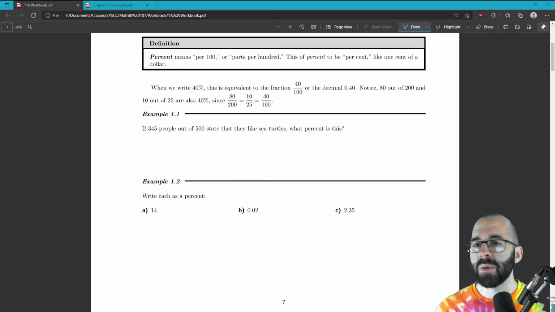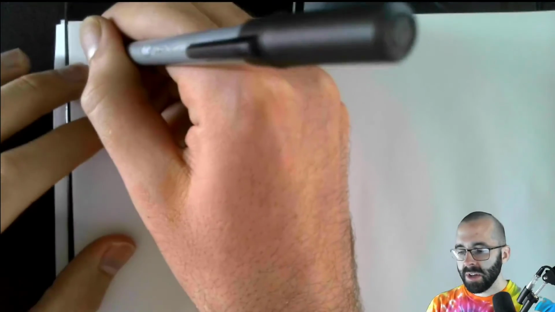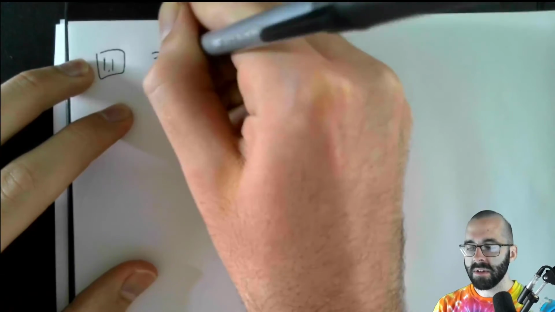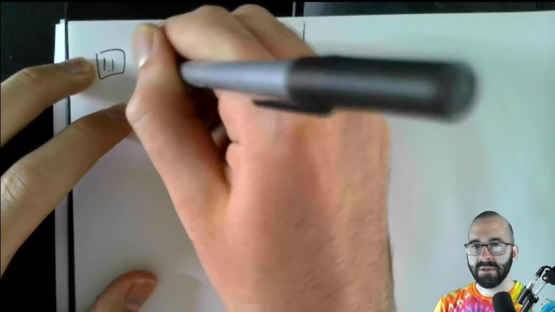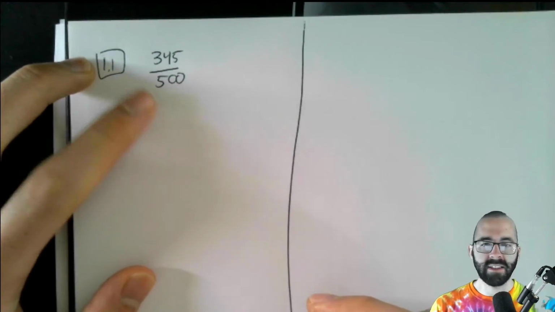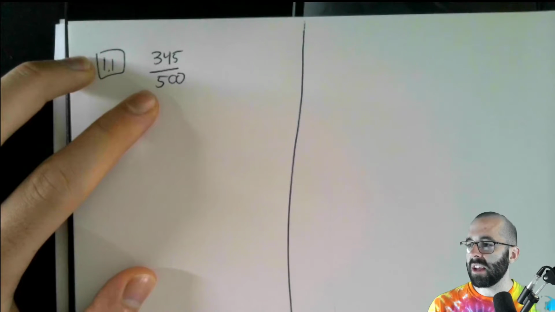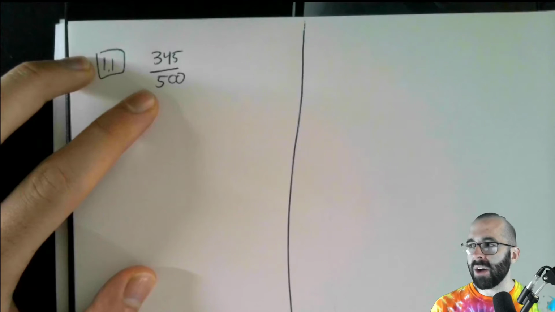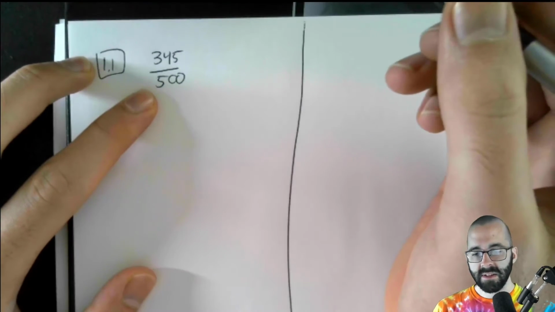So we're going to start with example 1.1, and we're going to calculate some percents. In 1.1, it says if 345 people out of 500 like sea turtles, what is this as a percent? So looking at the problem again, 345 out of 500. That means a fraction. Out of, that's what you're looking at. What is this as a percent?